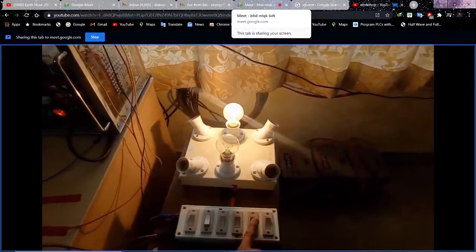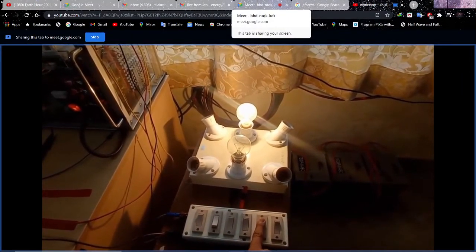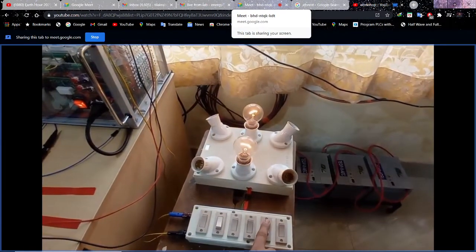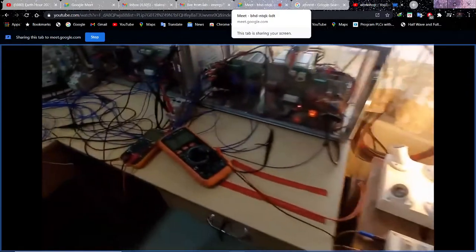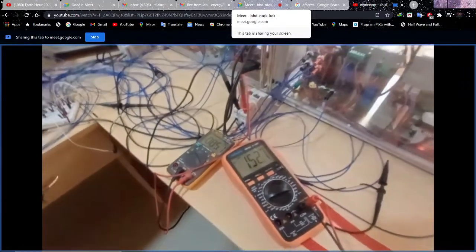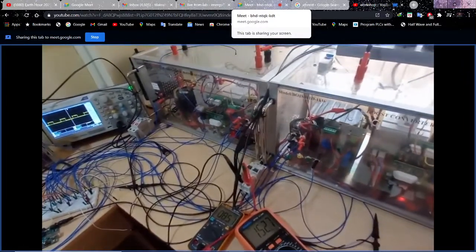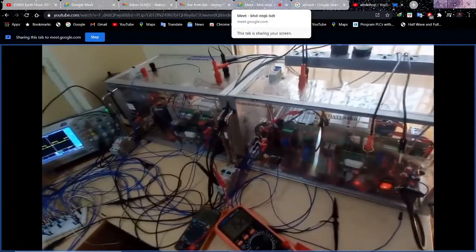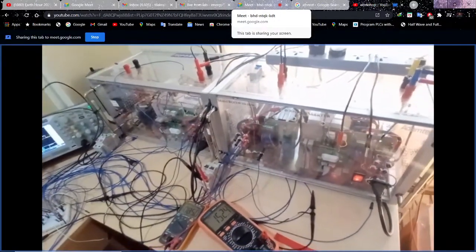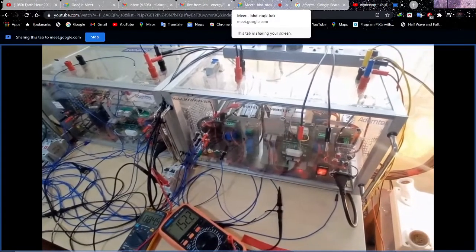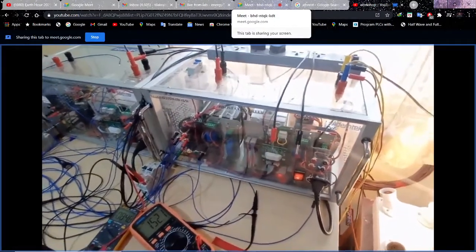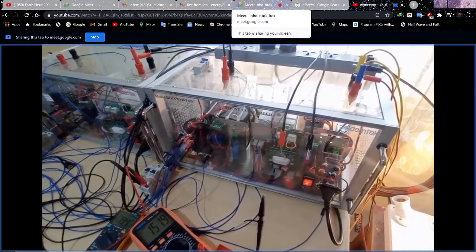Now let's see what happens if we turn on this light. Immediately this voltage has dropped. As the intensity of the solar system is now very low, this has happened. During the peak time of the day, this phenomenon will not happen. As the intensity is low, it is not able to deliver this much of load.